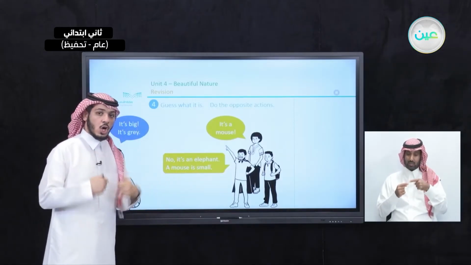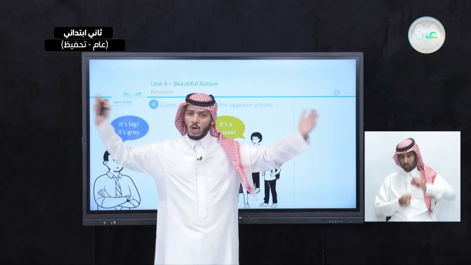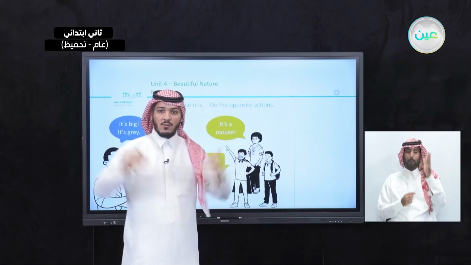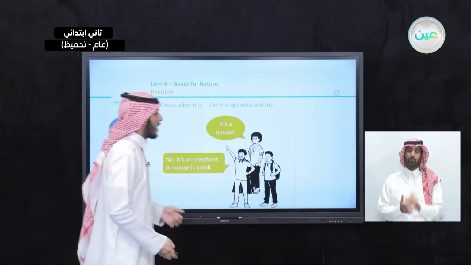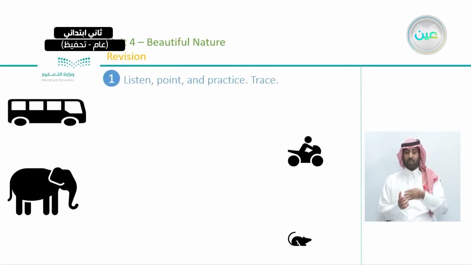Okay, can you tell me what is the opposite of long? Long. The opposite is what? Short. Excellent. So we have long and short. Okay, after that, now we have 4 objects here.